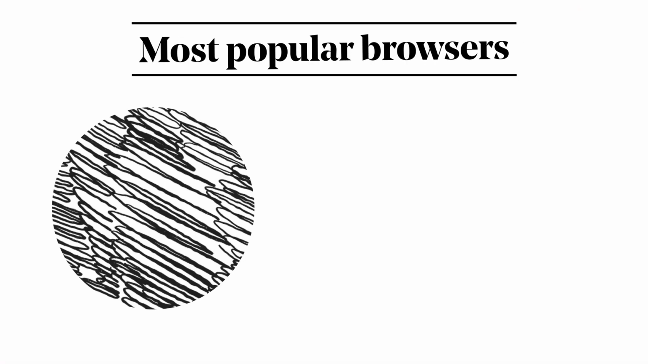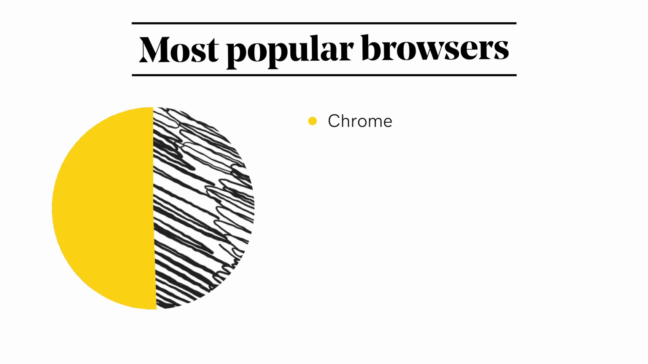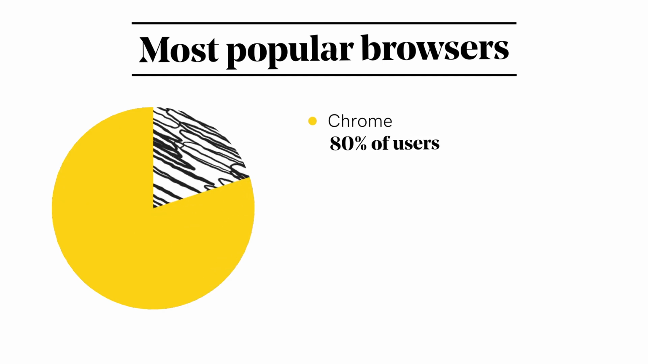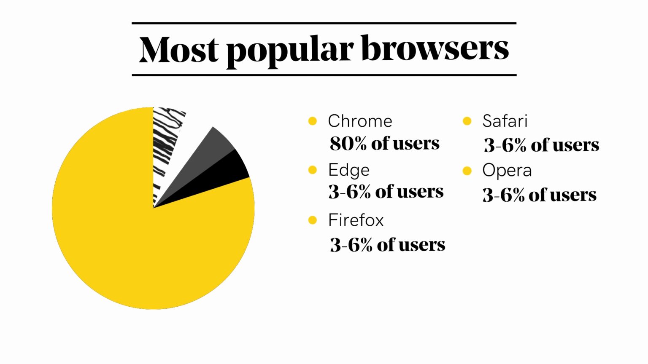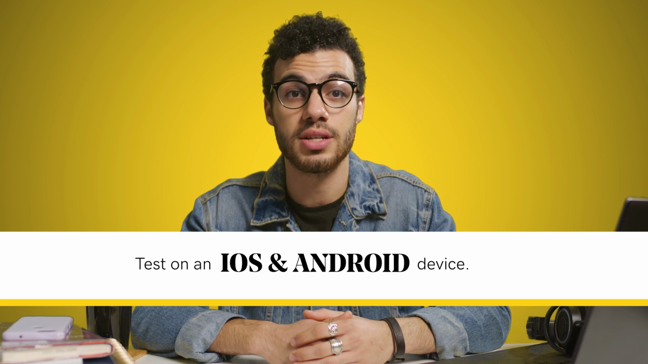So, how many browsers and devices should you test on? According to W3 Schools, at the time of this lesson, the most popular browser was Chrome at 80% of usage. Edge, Firefox, Safari, and Opera all filled out the rest of the share with 3 to 6% of users each. When it comes to device usage, you want to make sure to test on an iOS device as well as an Android device. It's always wise to ask your client what device they use, so you can test for that specific one.